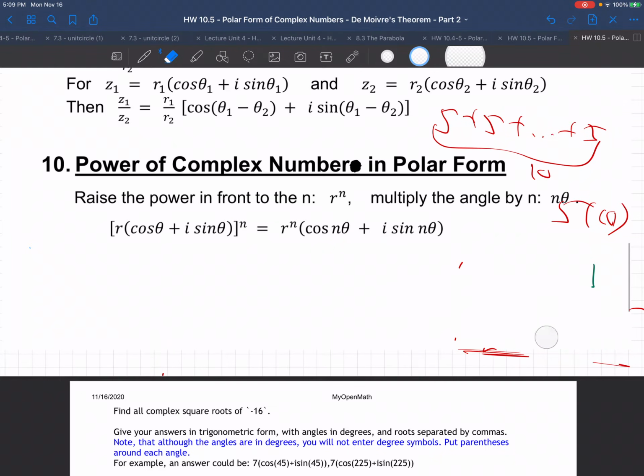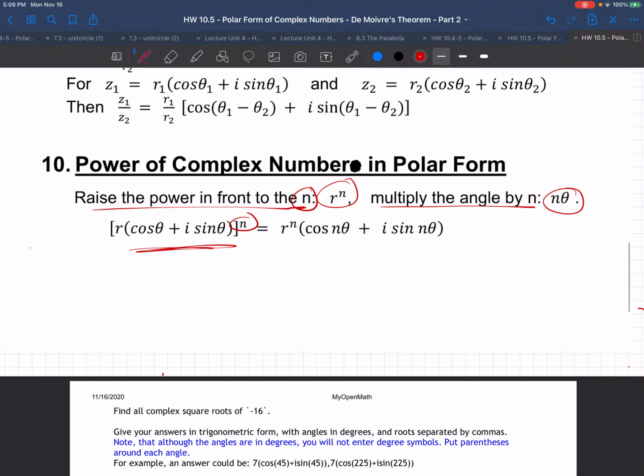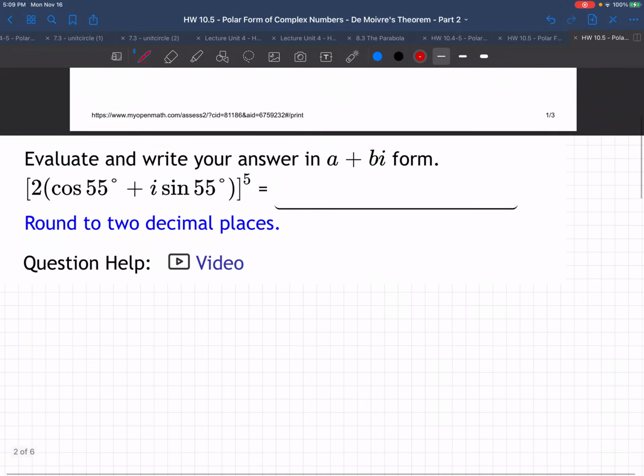What it's saying is that when you raise a complex number in polar form to the nth power, you just power the number in the front and multiply the angle by n. So you power the number in the front to the nth power, and you multiply the angles. So convenient.